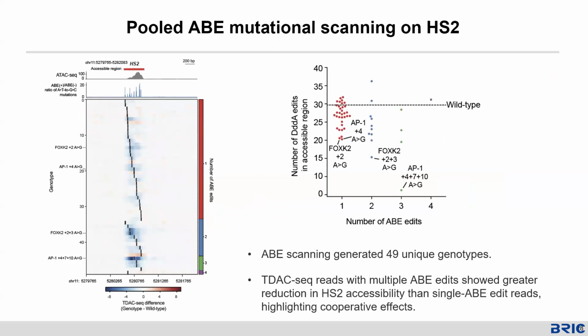Because TDAXI can directly detect endogenous edits, we were able to group genotypes based on the number of ABE edits. Notably, you can see that TDAXI reads with multiple ABE edits show a greater reduction in HS2 accessibility compared to those with a single ABE edit. And this shows the cooperative effects between ABE edits.